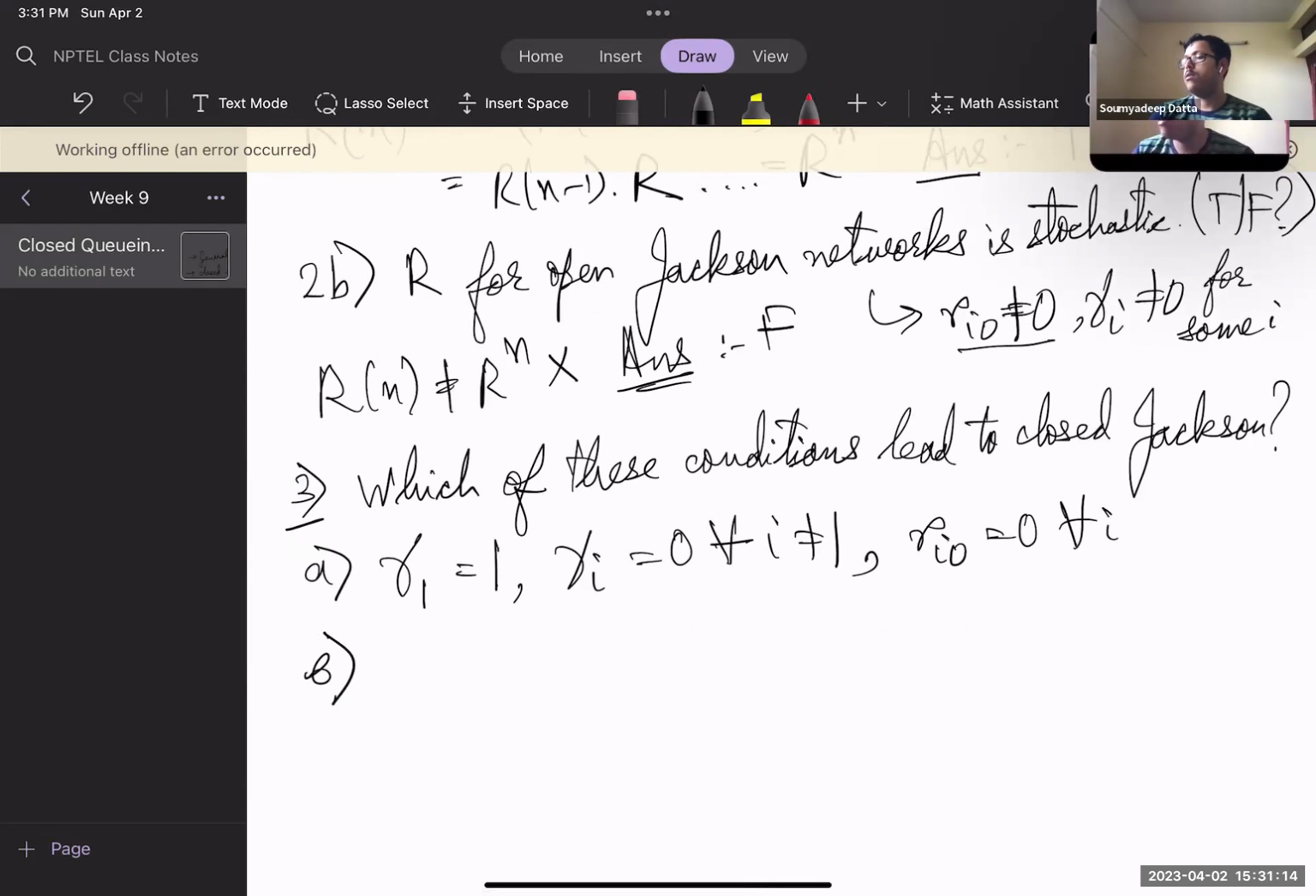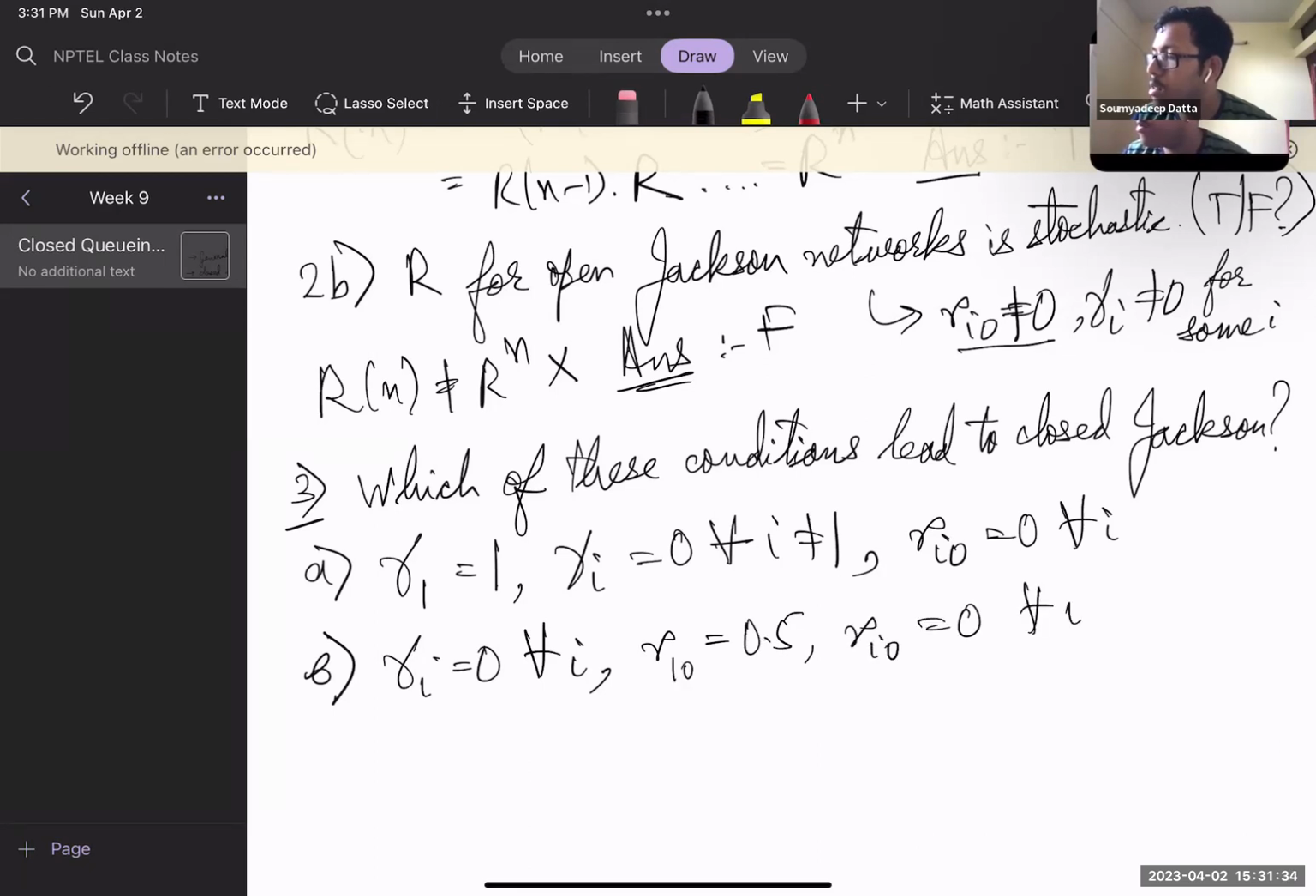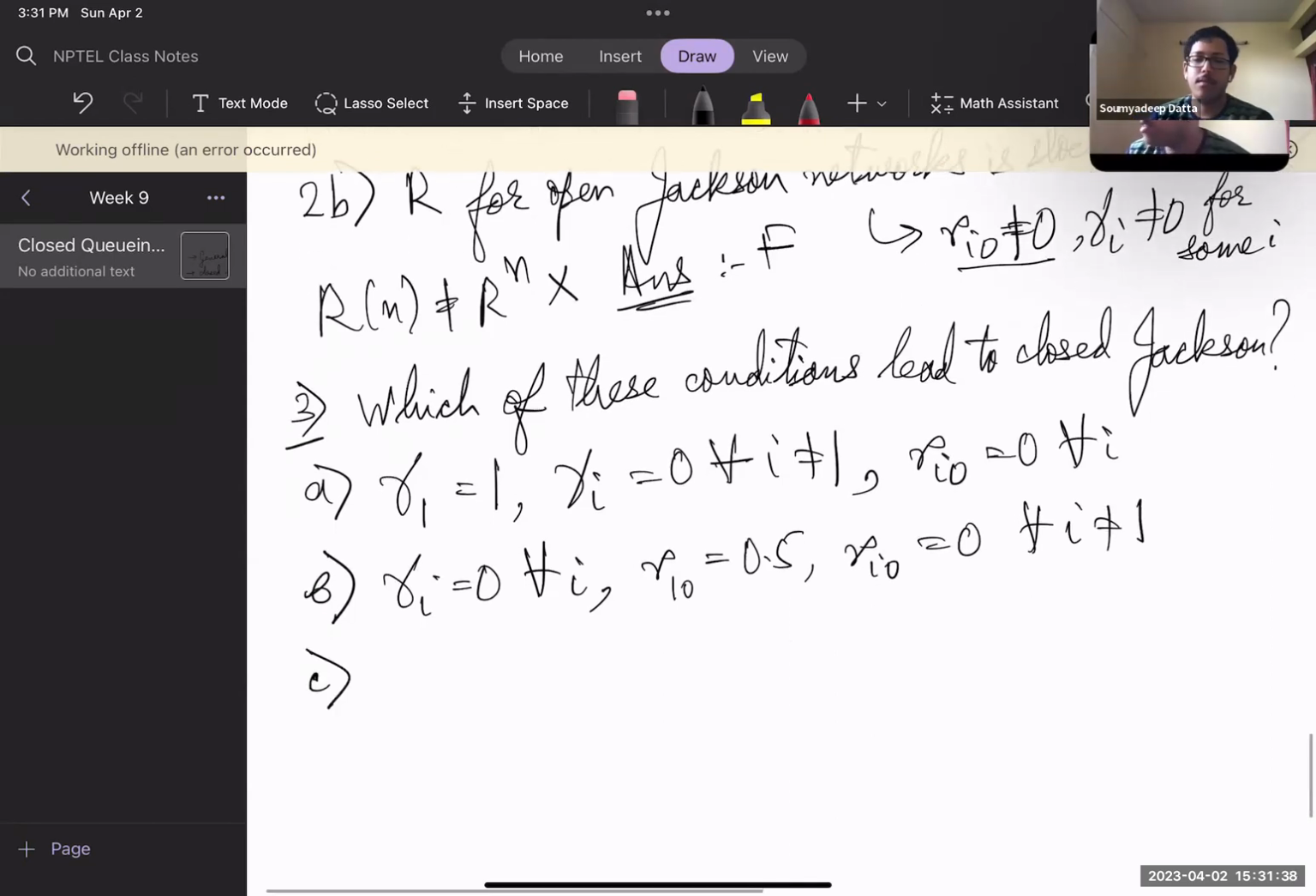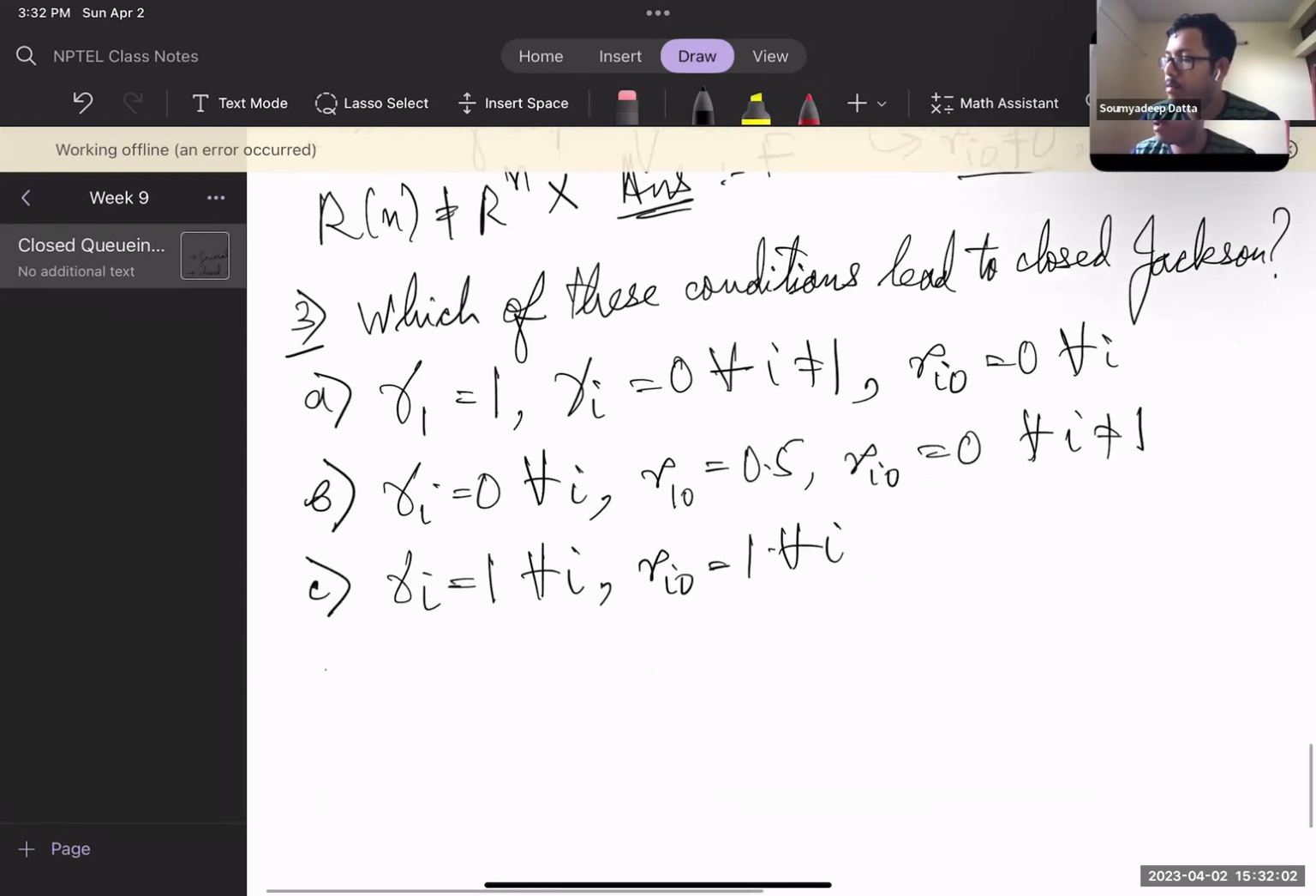Then we have, let's say, gamma_i equal to 0 for all i, and R_i0 equal to 0.5. Say, let's say R_10 equal to 0.5, R_i0 equal to 0 for all i not equal to 1. And then C, we have gamma_i equal to 1 for all i, R_i0 equal to 1 for all i. And fourth, gamma_i equal to 0 for all i, R_i0 equal to 0 for all i.